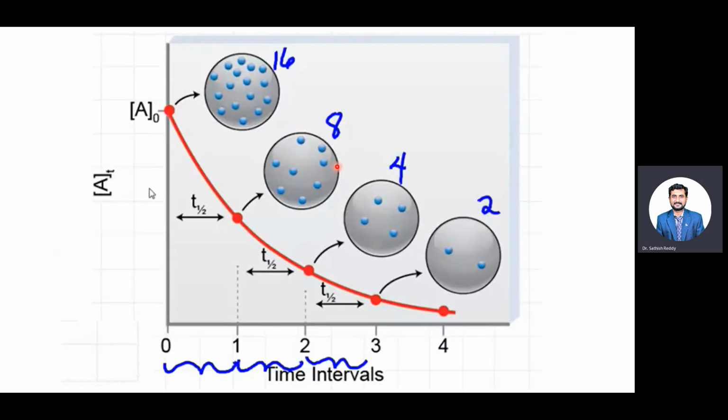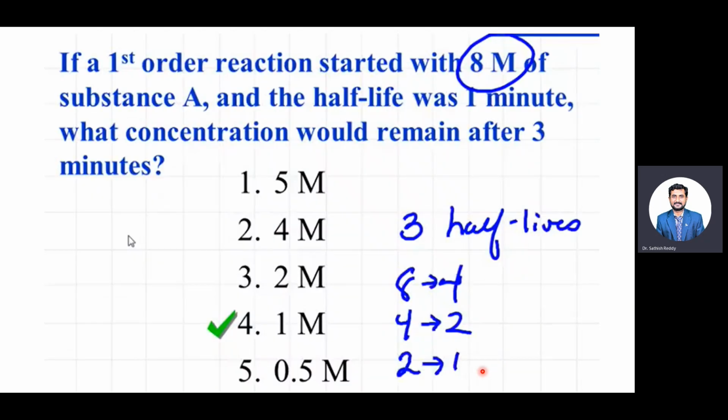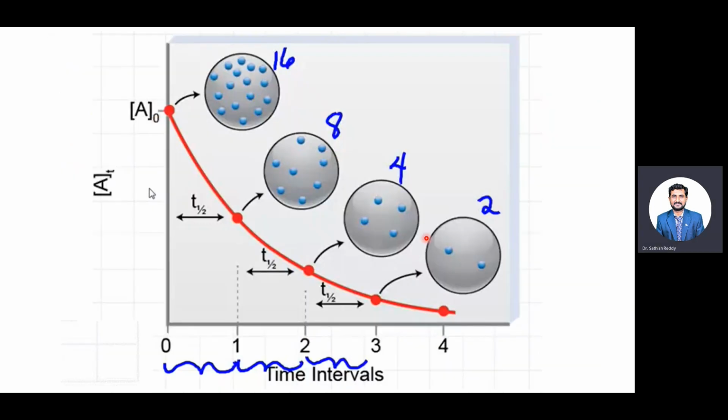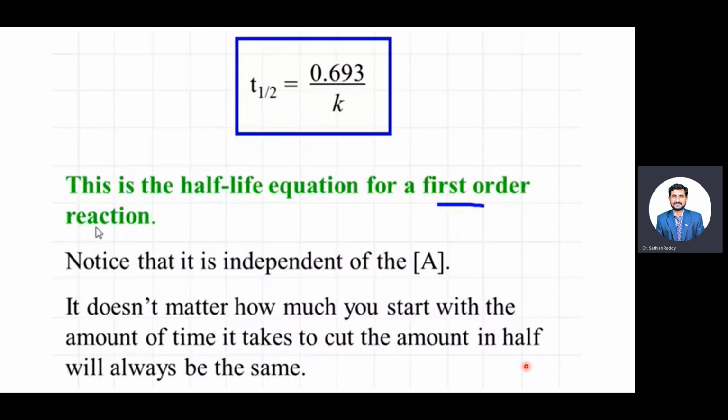What is the meaning of this? If we take a graph of concentration with respect to time, with 16 small balls, then it decreases to 8, then it decreases by half again to 4, then to 2, and like that the rate of reaction is changing. The half-lives stay the same, so that's the reason it does not depend on concentration.